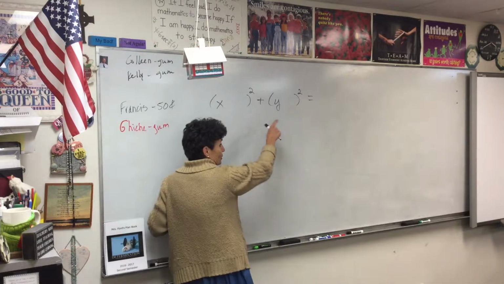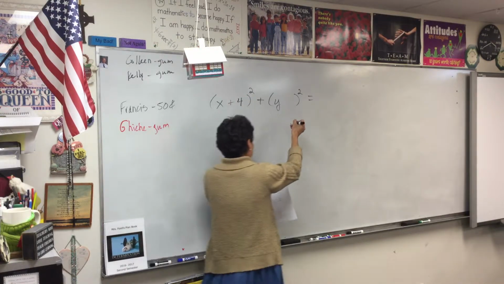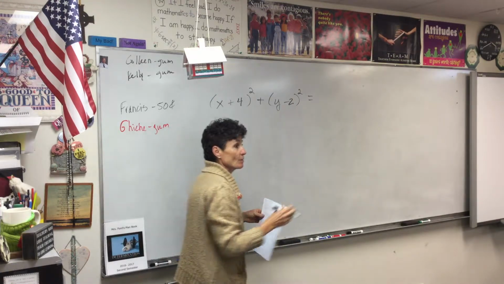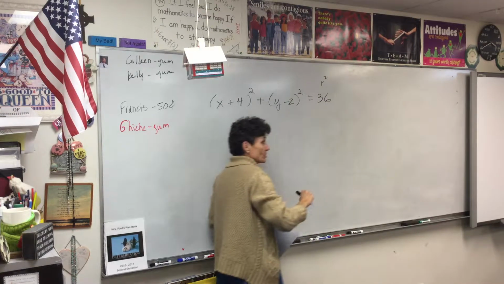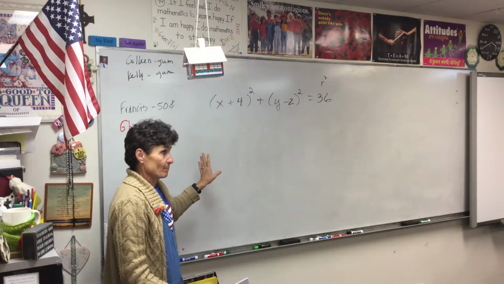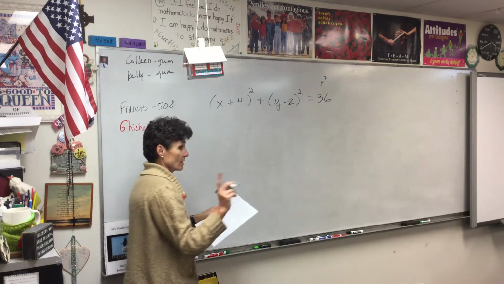So what does that tell you? X plus 4, Y minus 2 equals what? 36. This is R squared in the equation. That's R squared. They do not get any easier than that, right? That is pretty easy. Now the next one's a little bit tougher.